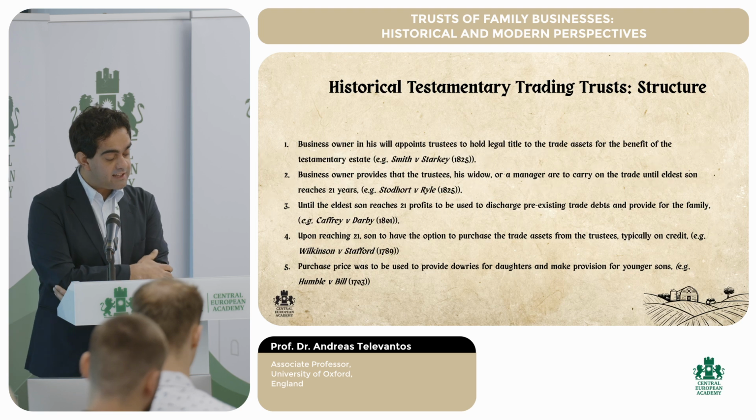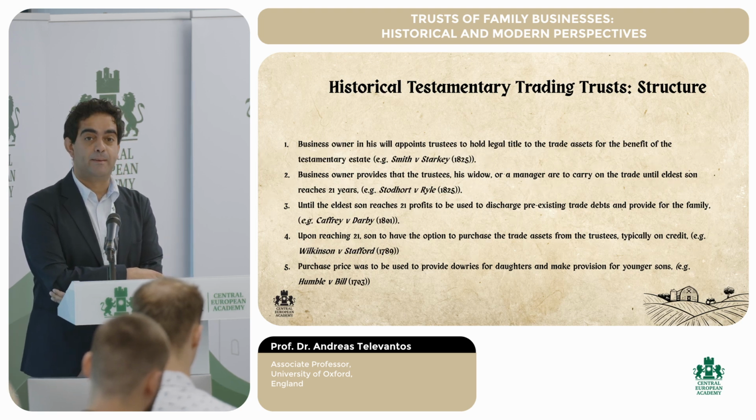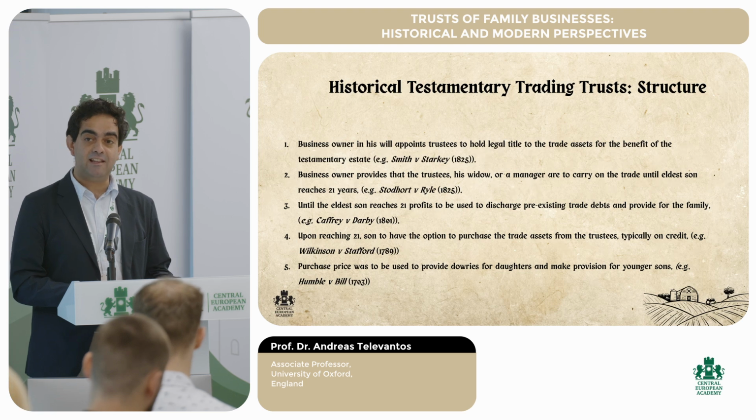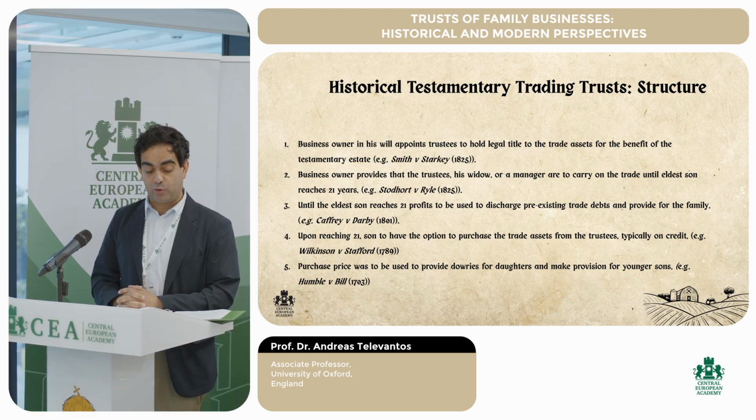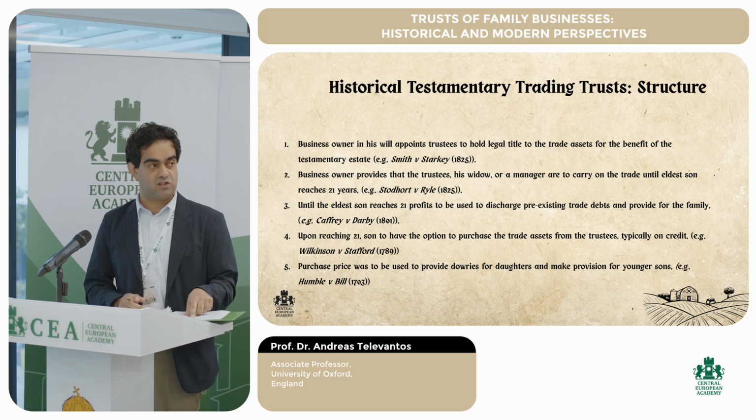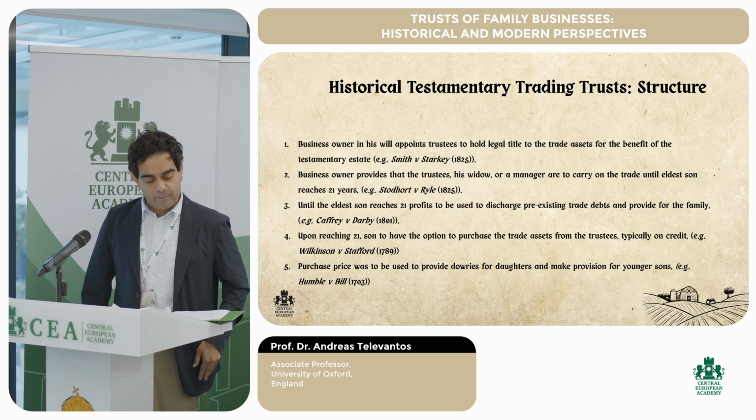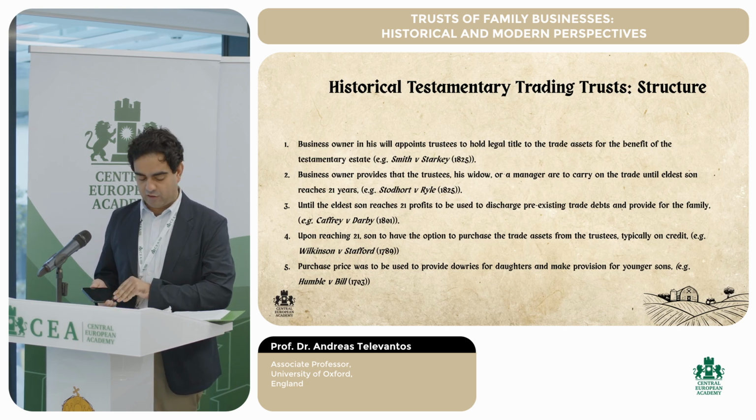Thirdly, the wills in these cases all provide that until the eldest son reaches 21, or sometimes 25, the profits of the business are to be used to discharge pre-existing trade debts and provide for the family. Fourthly, the wills provided that upon reaching 21, the son was to have the option to purchase the trade assets from the trustees, typically on credit. Finally, the purchase price of the business was to be used to provide dowries for daughters and make provision for younger sons.